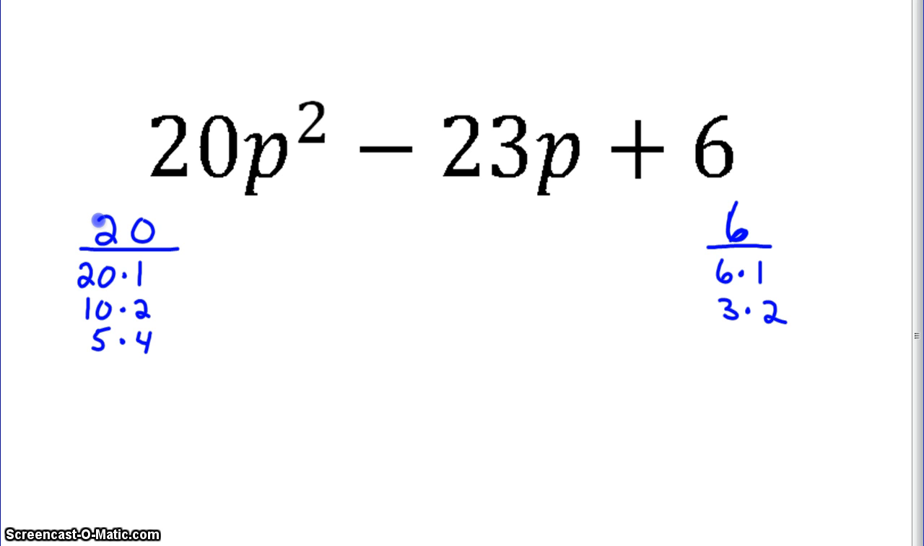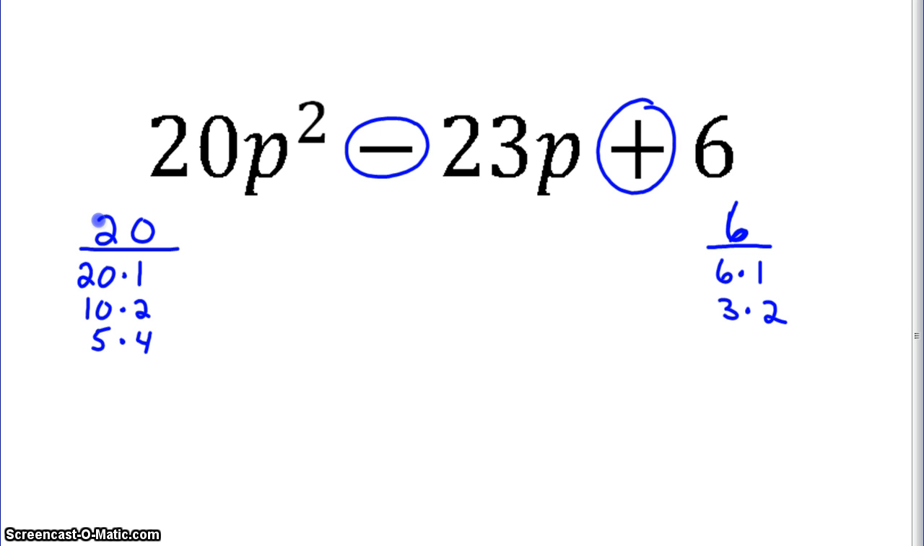Now you've got to be careful here, because notice our middle term is negative. That's going to impact what numbers we want to use as factors of the last term, because our last term's sign is positive. You can multiply two numbers to get a positive in two different ways. If both numbers are positive, the product will be positive. If both numbers are negative, the product will also be positive. Now you've got to think of what we do when we do FOIL.